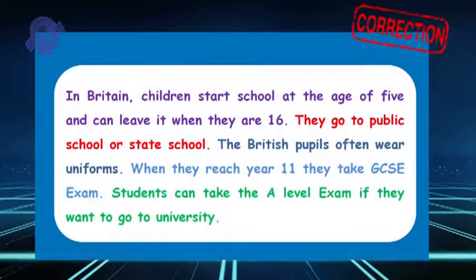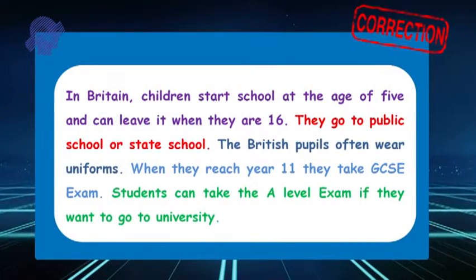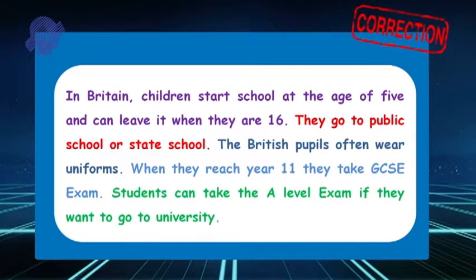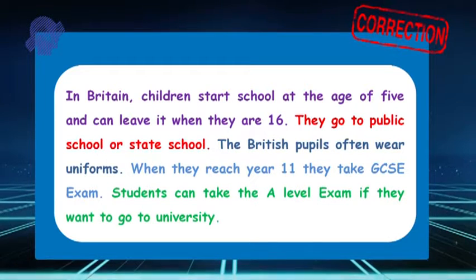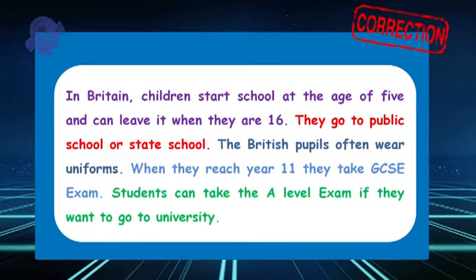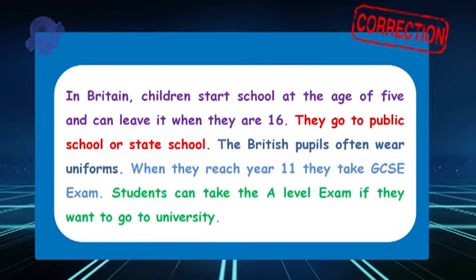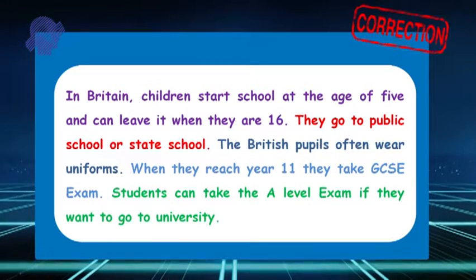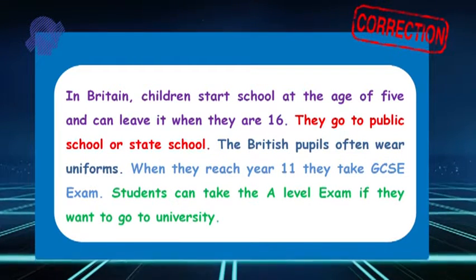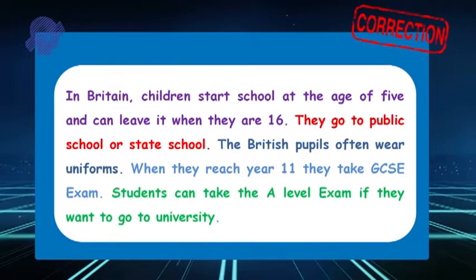Okay? And here is the complete description in the form of a paragraph. So let's check it together. In Britain, children start school at the age of 5 and can leave it when they are 16. They go to public school or state school. The British pupils often wear uniforms. When they reach year 11, they take GCSE exam. Students can take the A-level exam if they want to go to university. Well, now we're done with the first part of our objectives.